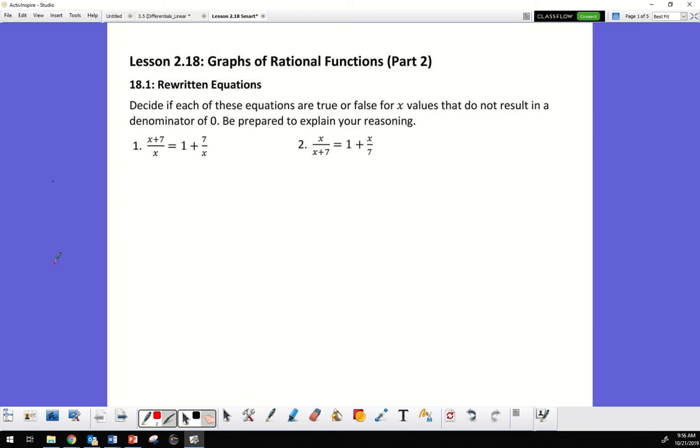All right. Okay, so this is going to be the Algebra 3. This is graphing rational functions. Rewrite these equations. So what we're doing on this is actually trying to make it be the same.